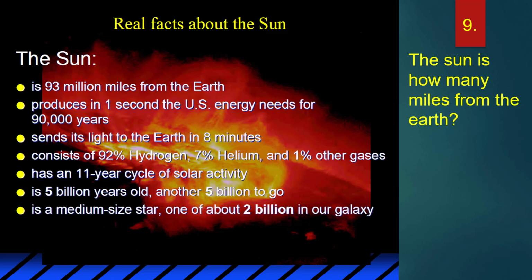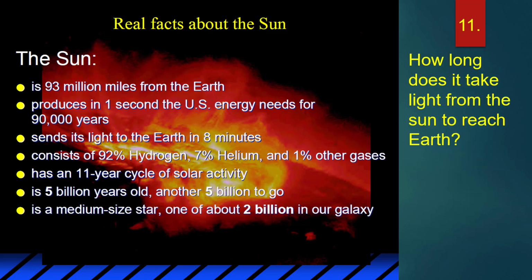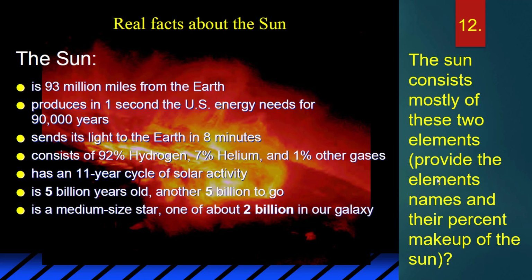Question 9. The Sun is how many miles from the Earth? Question 10. Every second, the Sun produces enough energy to handle the energy needs of the United States for how many years? Question 11. How long does it take light from the Sun to reach Earth? Question 12. The Sun consists mostly of these 2 elements. Provide the elements' names and their percent makeup of the Sun.